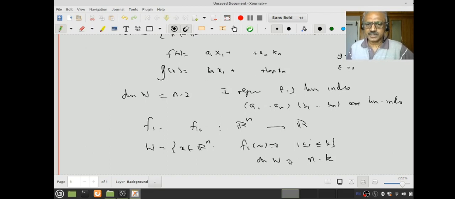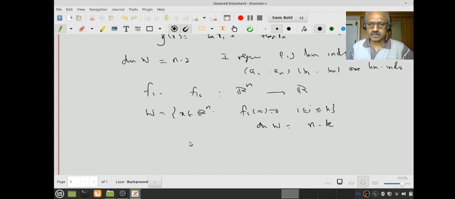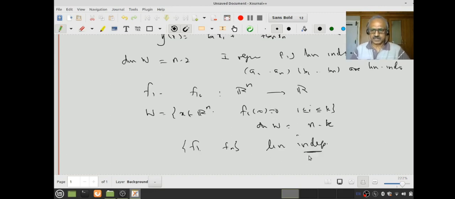So what should be the condition I should impose? I'm sure all of you guessed it, right? That is, the set f1, f2, ..., fk as linear maps from R^n to R, they must be linearly independent. Okay, this follows by induction. It's very easy. Okay, just to pause, review, and proceed.